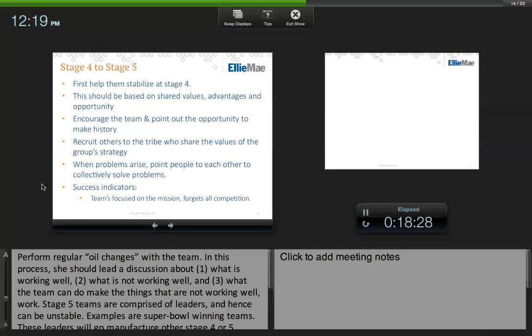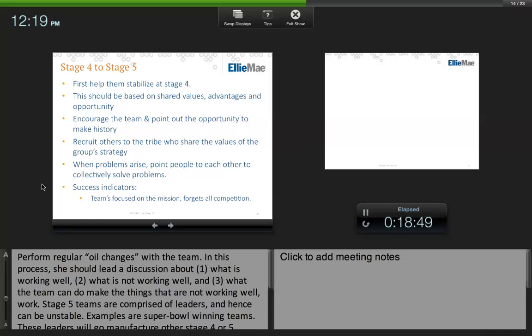The first thing is to stabilize a stage 4 team, right? It's okay to have an adversary. It's okay to say, we're going to be better than them. But it needs to be we, not me, right? So to come together as a group, that doesn't happen easily. It needs to happen through shared values.